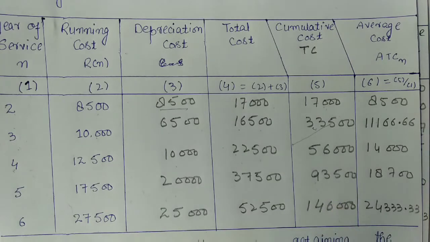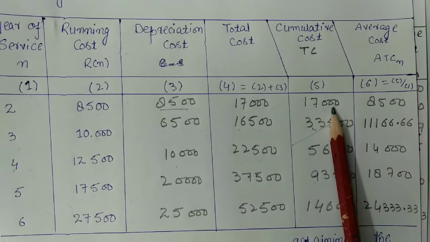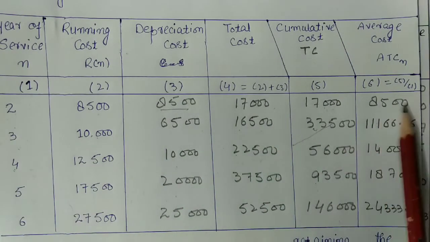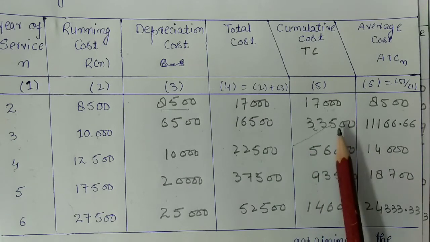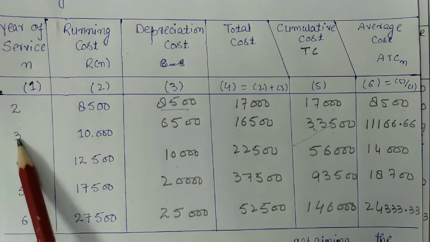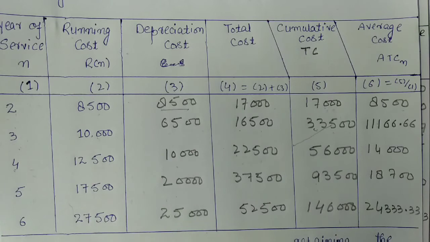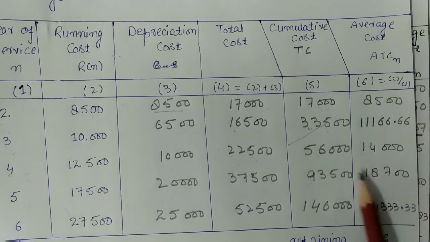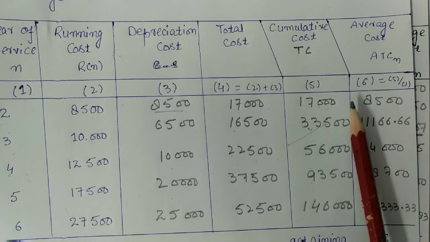After that, the average cost. Now average cost is total cost divided by n. So 17,000 divided by 2, I will get 8,500. Then 33,500 divided by 3, I will get 1,166.66, and so on. Now this is the table for the 1 year old machine, and these are the average cost for the 1 year old machine.